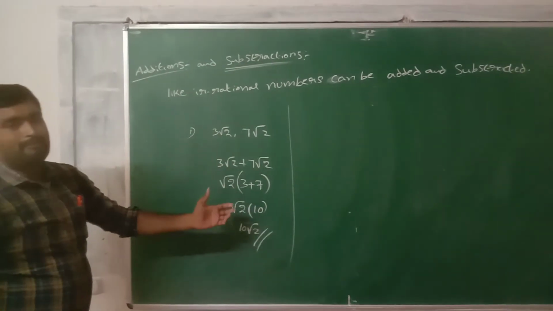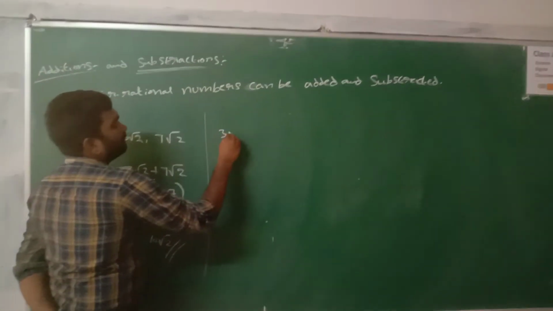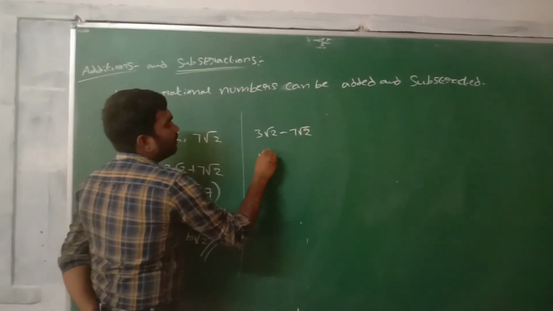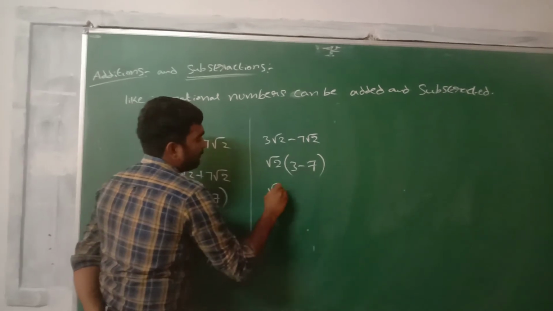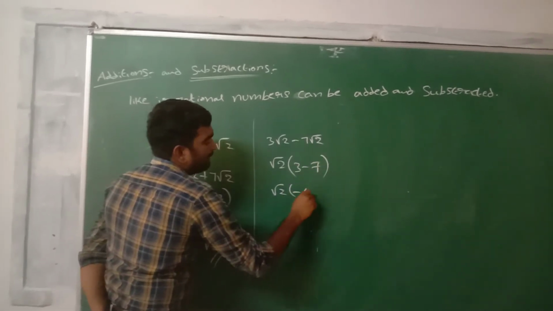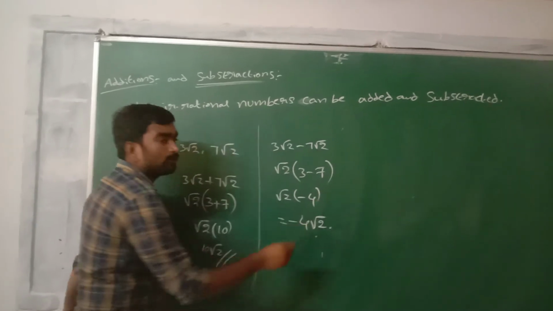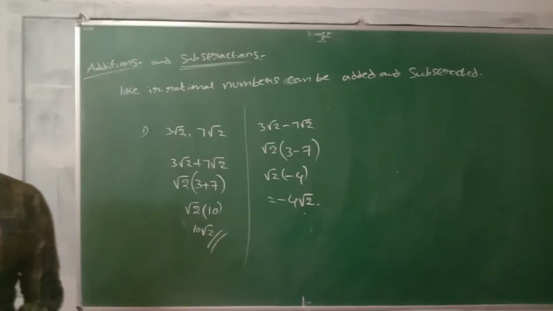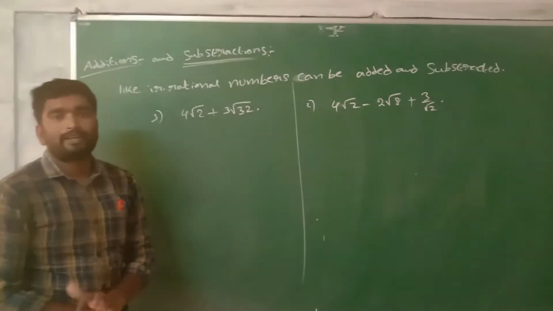In the same way, subtractions also. So 3 root 2 minus 7 root 2. Root 2 is the common. 3 minus 7, so root 2 into 3 minus 7, that is minus 4, that is equal to minus 4 root 2. These are the subtractions.